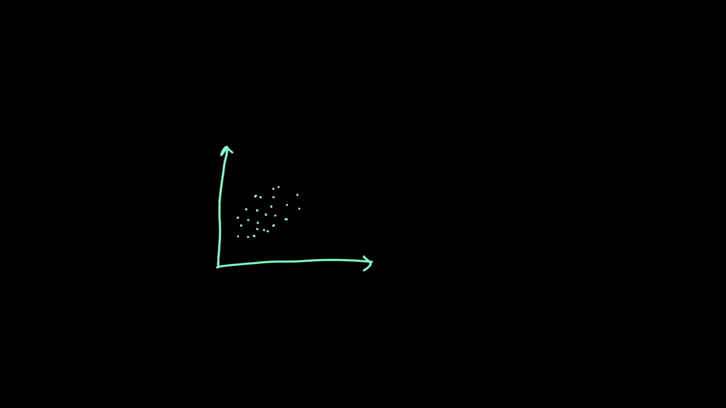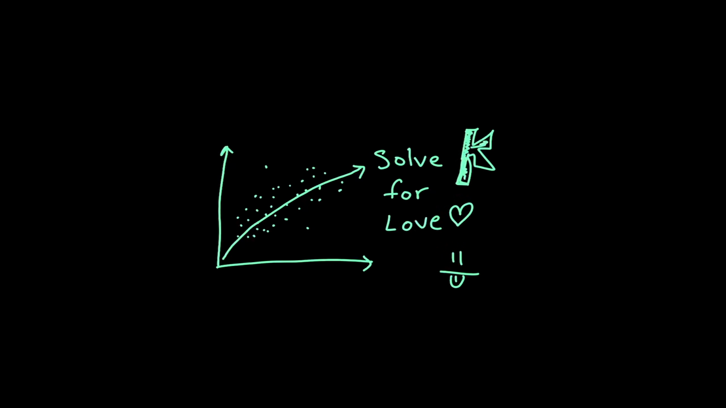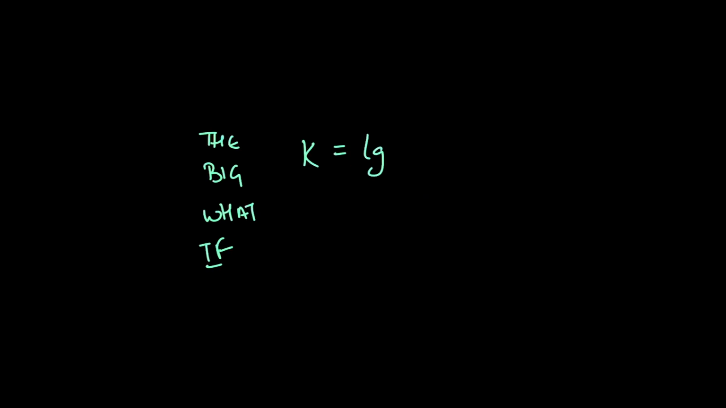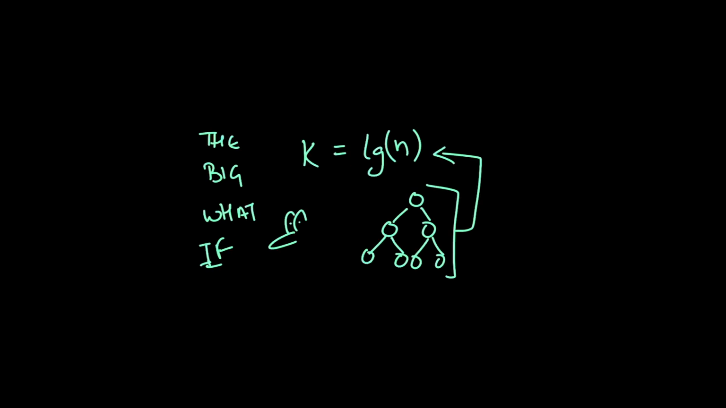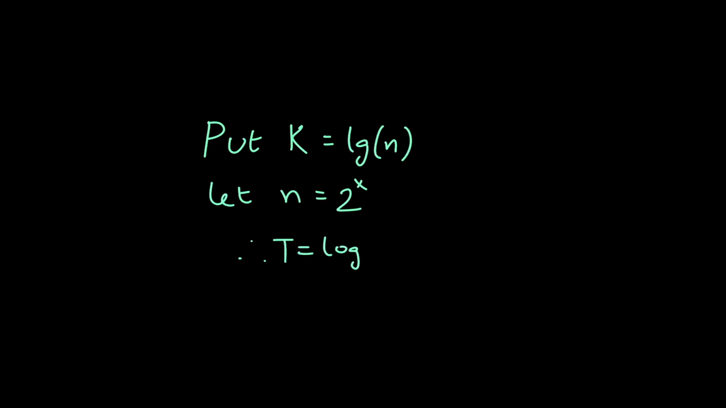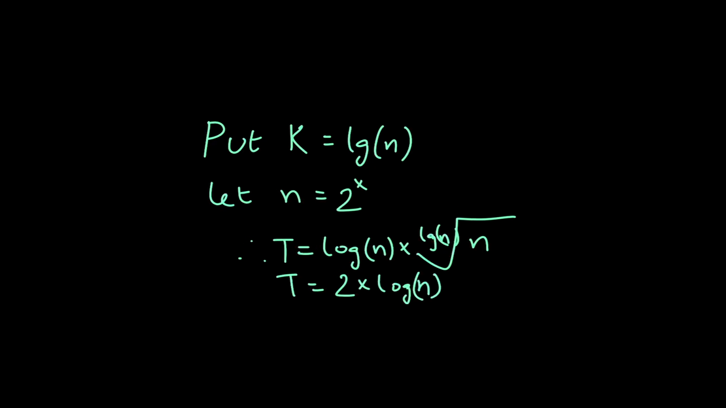So, to optimize the search algorithm of skip list, we have to find the optimal value for k. What if there are log n number of layers, that is the height of a complete binary tree? If you substitute k with log n and assume that n is power of 2, we will get the time complexity of 2 times log n. And there it is. Using skip list, we can search through a linked list in average time of log n in worst case of n.